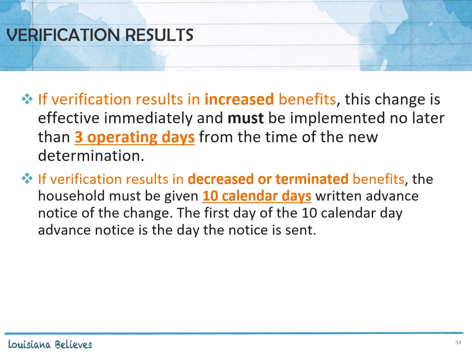If verification results in increased benefits, this change is effective immediately and must be implemented no later than 3 operating days from the time of the new determination. If verification results in decreased or terminated benefits, the household must be given 10 calendar days written advance notice of the change. The first day of the 10 calendar day advance notice is the day that the notice is sent.